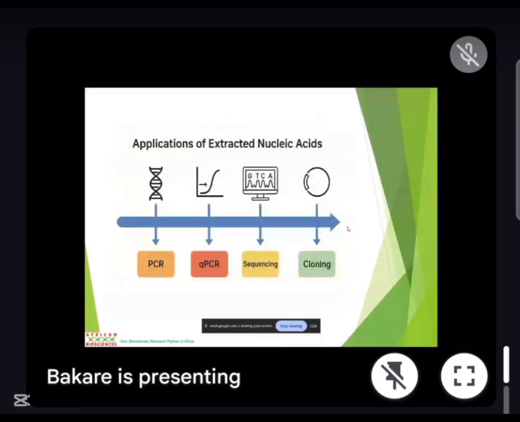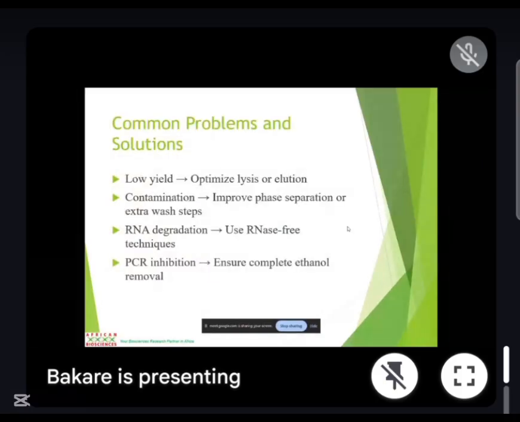So even if you are very good, you are a pro at this, we still encounter some problems, and these are the possible solutions. So when the problem is low yield, like I said, if you don't want to start from the beginning, because optimizing lysis means you are starting from the beginning again, your first go-to should be your elution. We elute, like I explained earlier.